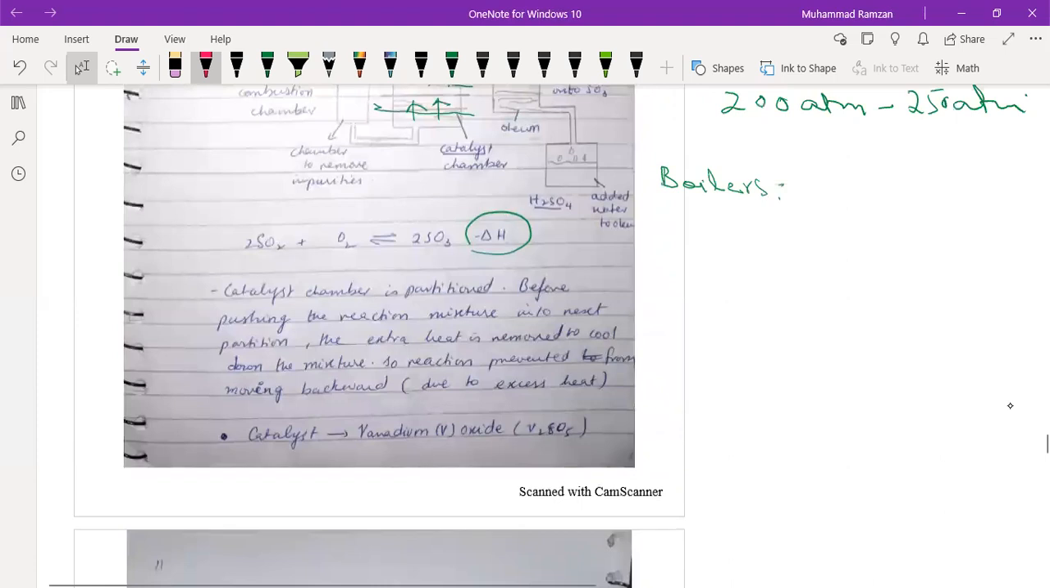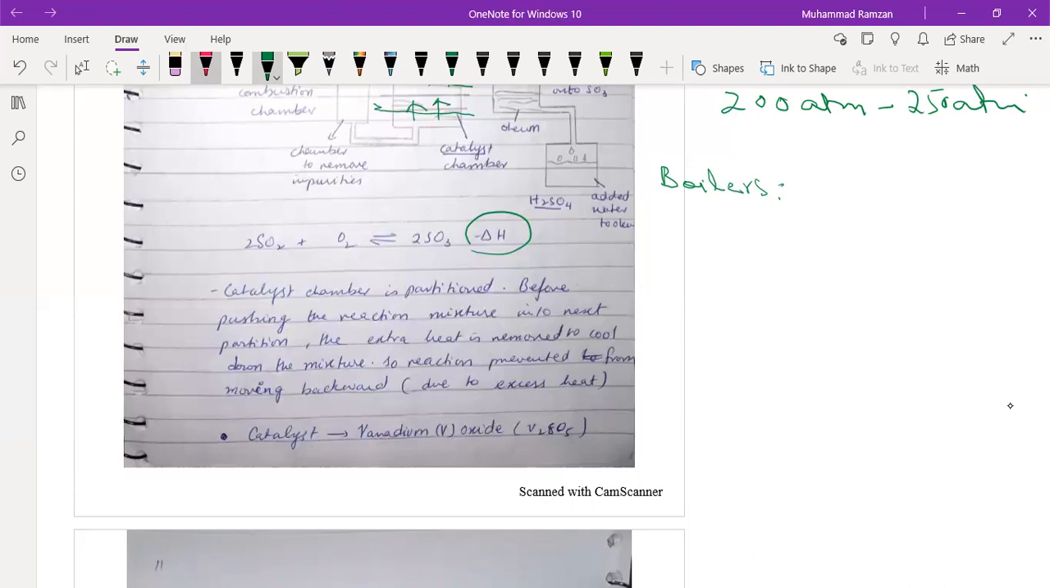The catalyst chamber is partitioned, means divided. Before pushing the reaction mixture into the next partition, the extra heat is removed to cool down the mixture, so the reaction is prevented from moving backward due to excess heat. Is it clear?